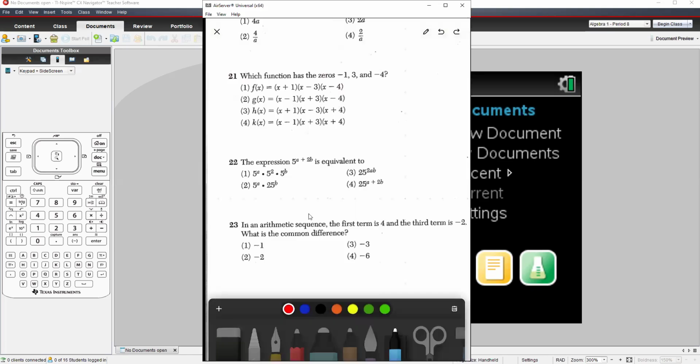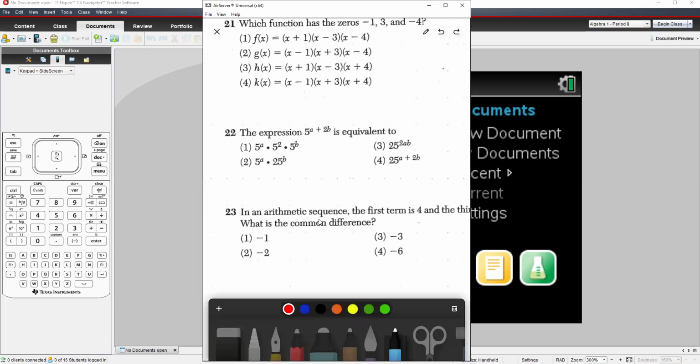I'm going to do question number 22. And the reason I wanted to do this one is normally when you see the words "equivalent to," that means, hey, I can graph this. But I can't graph this, and the reason I can't graph it is I have two variables and they're both exponents.